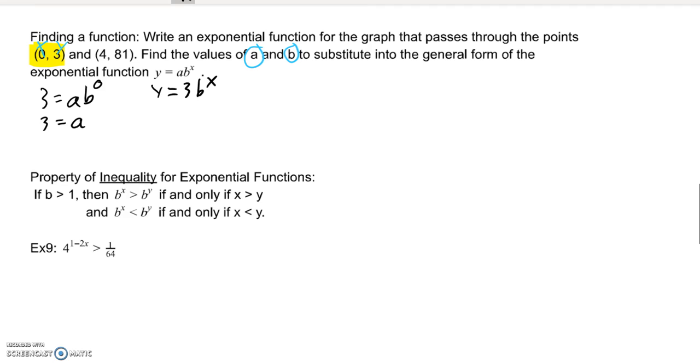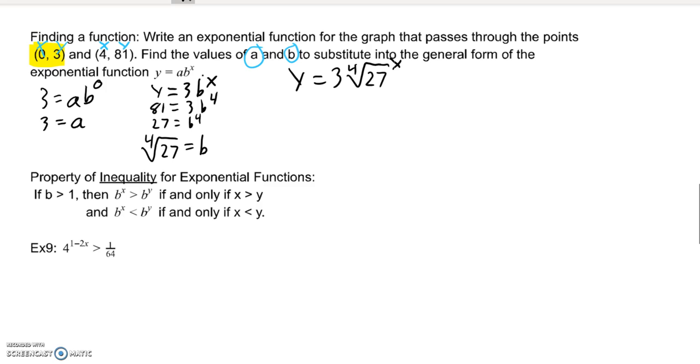Before we plug in our next set of points, our x and our y. Substituting in, we have 81 equals 3b to the 4th power. So we divide both sides by 3, and then we take the 4th root. b is the 4th root of 27, which means our exponential function y equals 3 times the 4th root of 27 to the x power.